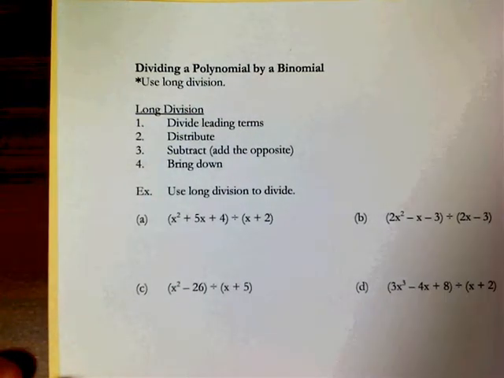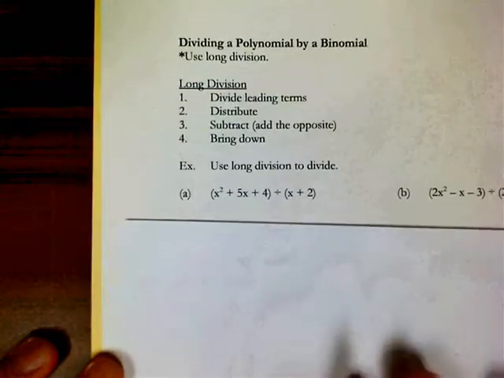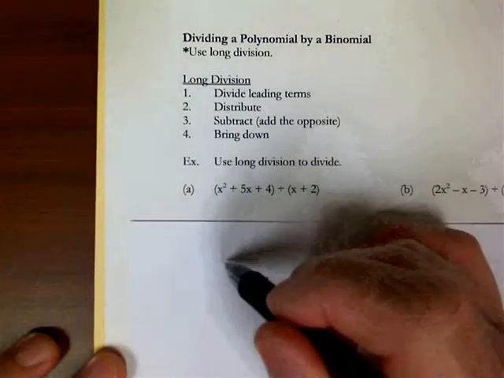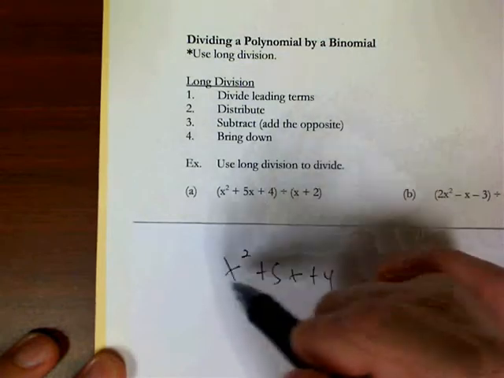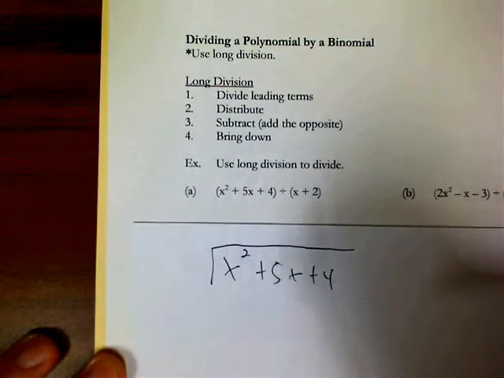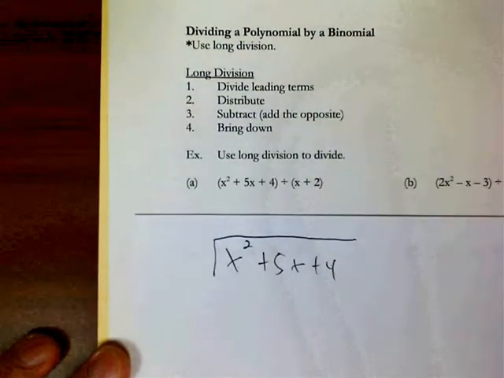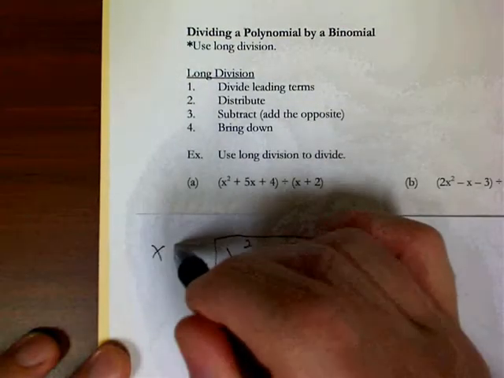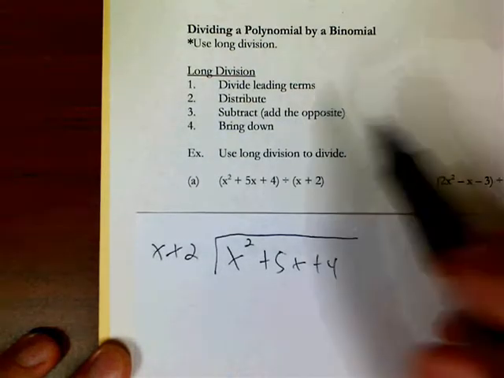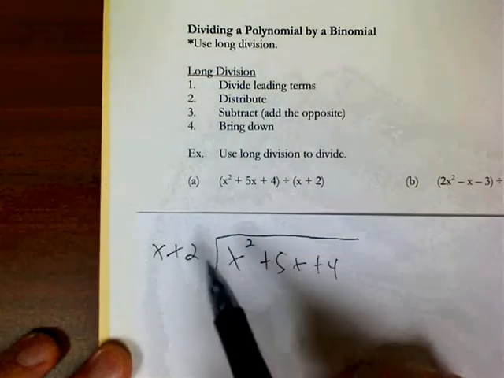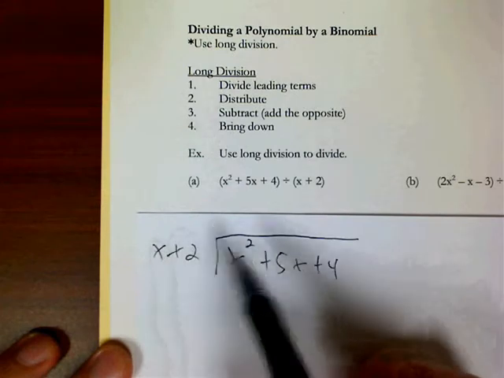So let's do this first example. We're going to set it up the way we normally would. The number being divided into goes on the inside, and the number that does the dividing, the divisor, goes on the outside. So now when we divide, we're going to do leading terms only. So all that means is we're going to divide x into x squared.